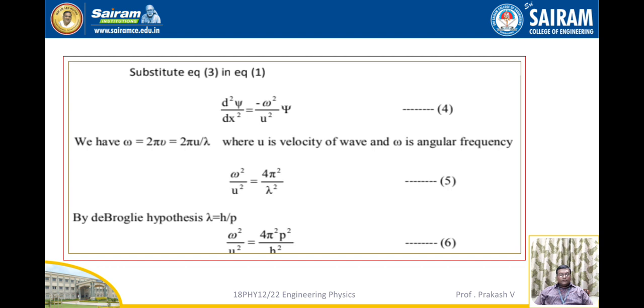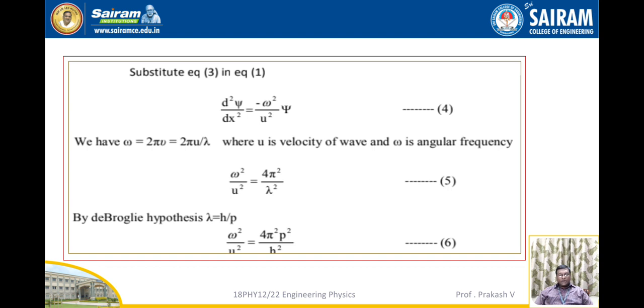Next, if you substitute equation number 3 in equation number 1, it takes the form d square psi by dx square is equal to minus omega square by u square into psi. Consider this as equation number 4. But we know that omega is equal to 2 pi into mu, which is equal to 2 pi into u by lambda. Here u is the velocity of the wave and omega is the angular frequency. Based upon the above, we can write omega square by u square is equal to 4 pi square by lambda square. Consider this as equation number 5.